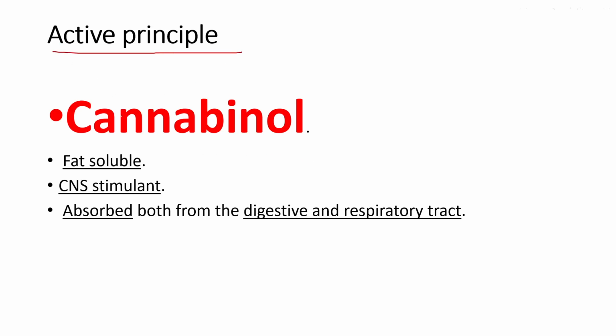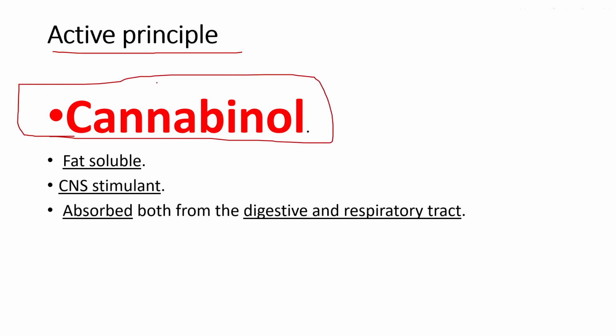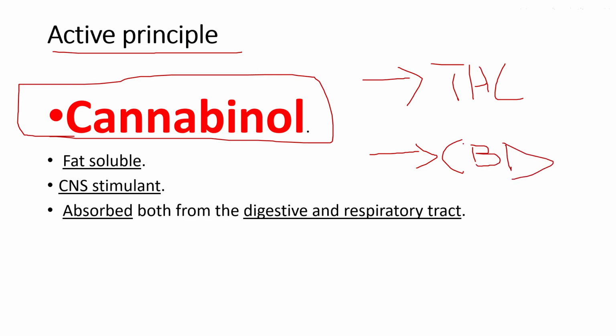Now let's talk about the active principle. The active principle is cannabinol. It's very important. The active principle for cannabis indica is cannabinol. It comes in two different types: THC and CBD. So the narcotic effect comes from the THC. However, the anxiolytic effect comes from the CBD.